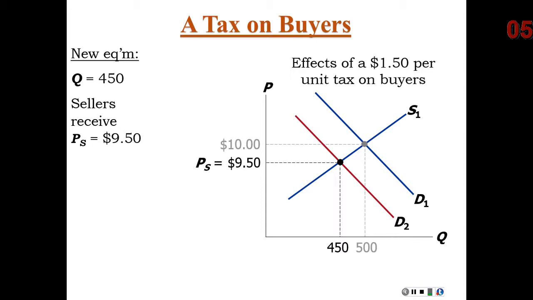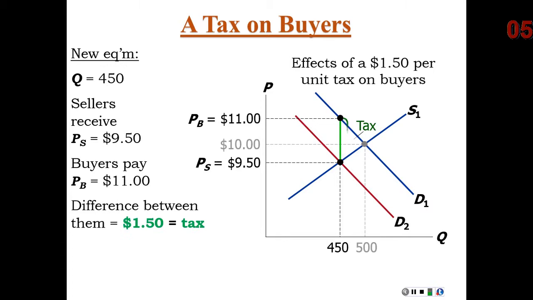But how much do buyers actually pay? They walk into the store, they get the large pizza, they put $9.50 in the seller's hands. That's the price sellers receive, which is less than they received before, by the way. But the buyer's not done. The buyers have to send how much to the government? $1.50. So they have to add $1.50 to their $9.50, making the effective price buyers pay $11.